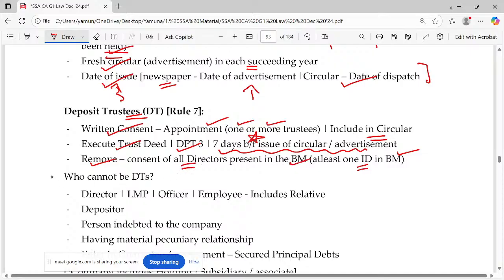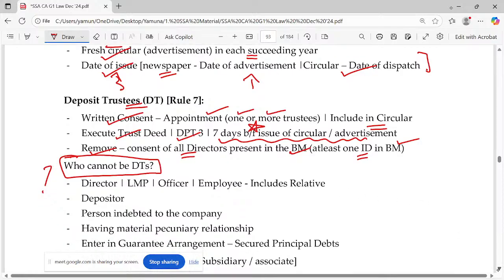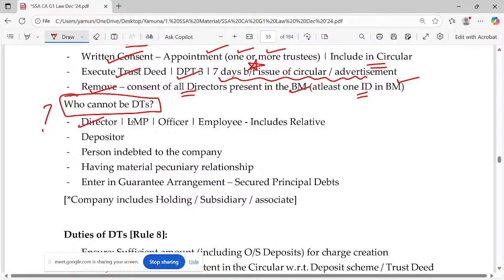Okay. Who cannot be deposit trustees? This also holds good for debenture trustees. A director cannot be a trustee. KMP cannot be a trustee. An officer cannot be a trustee. An employee cannot be a trustee. Along with these persons, their relatives also cannot be a trustee.